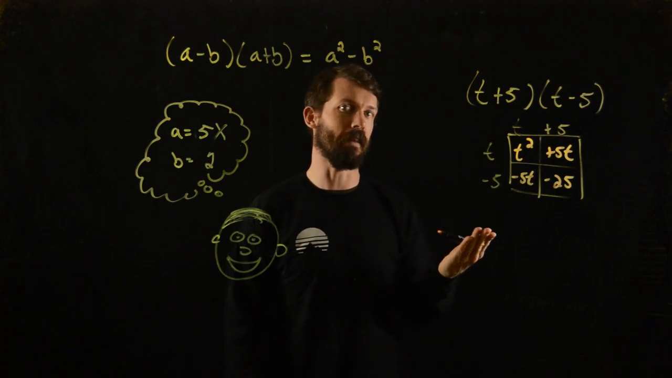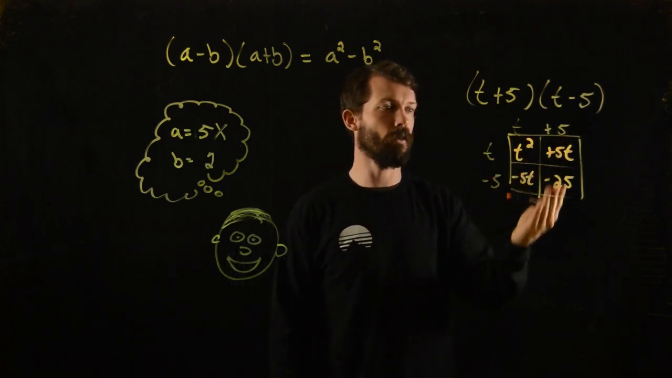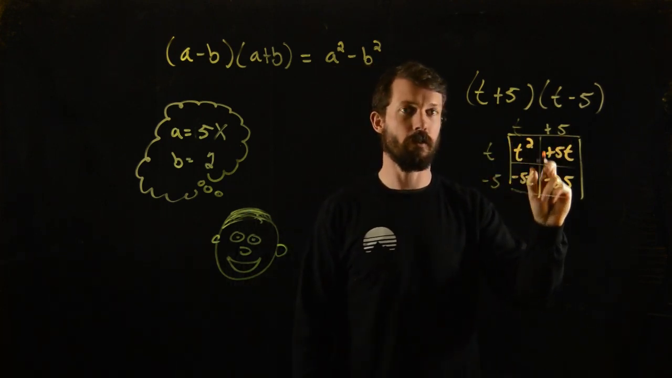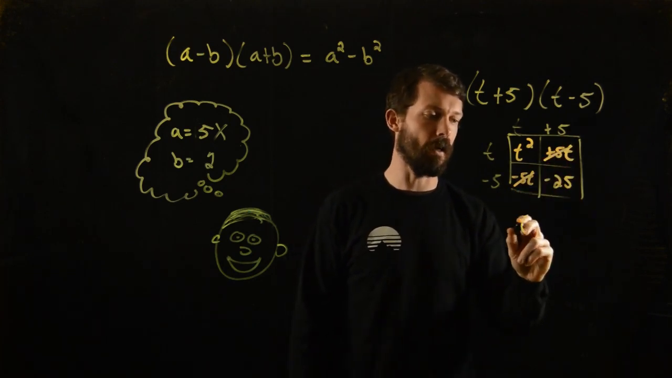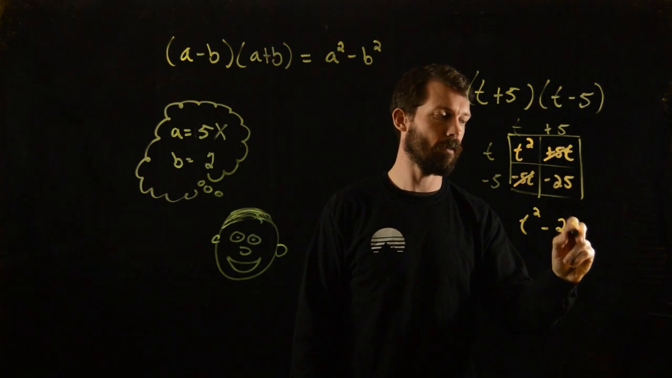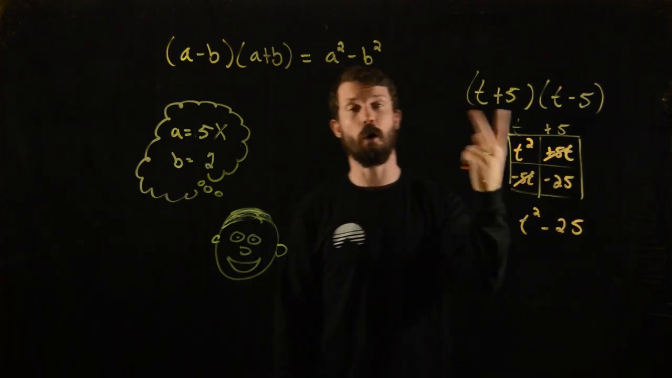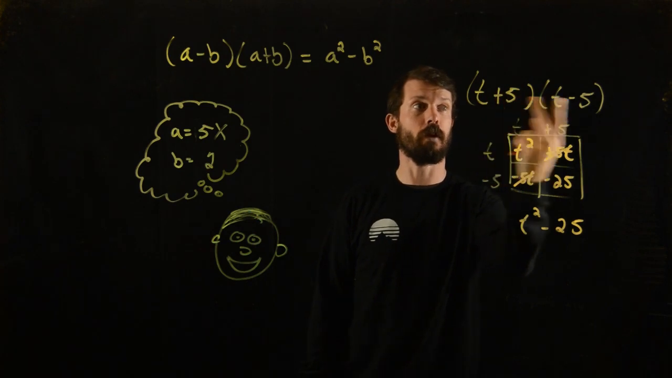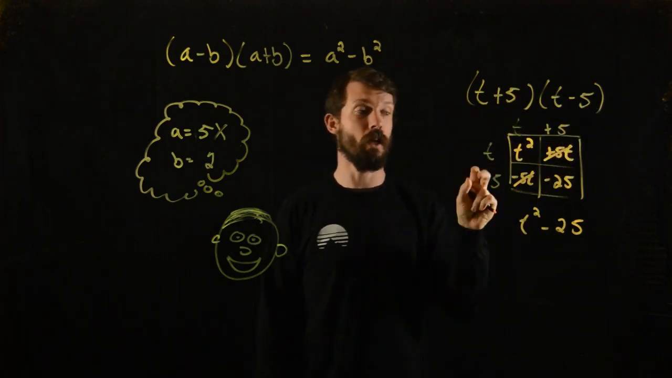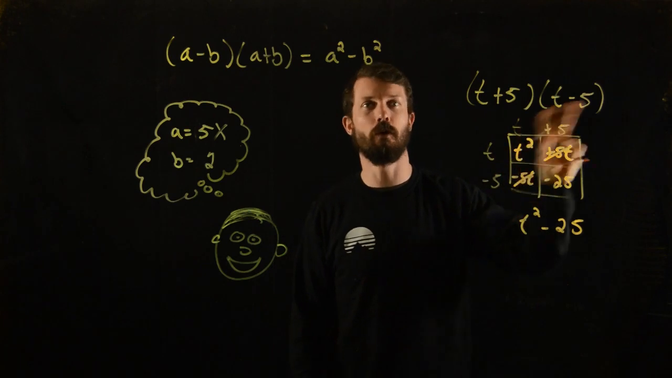And we would get something like this. And you notice when we do this out, these cancel out. These are like terms, but one's a minus and one's a plus, so they're opposite, so they cancel out. And I get t squared minus 25. That is always going to happen when you have the same term here and here and the same term here and here. If you're adding and subtracting them, that middle guy is always going to cancel out.